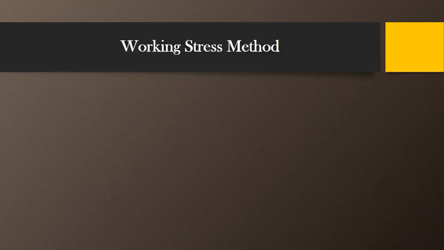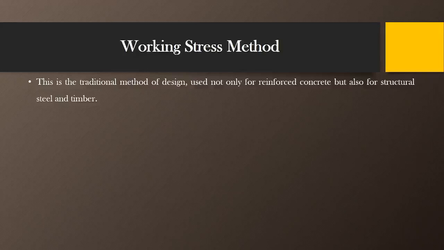In one of the previous lectures, we have seen what a working stress method is. So we'll take a quick revision of the working stress method here. As we know, this method is a traditional method of design used not only for reinforced cement concrete structures, but it is also widely adopted for the design of structural steel and timber structures. This method of design evolved around the year 1900, which is a very old method.